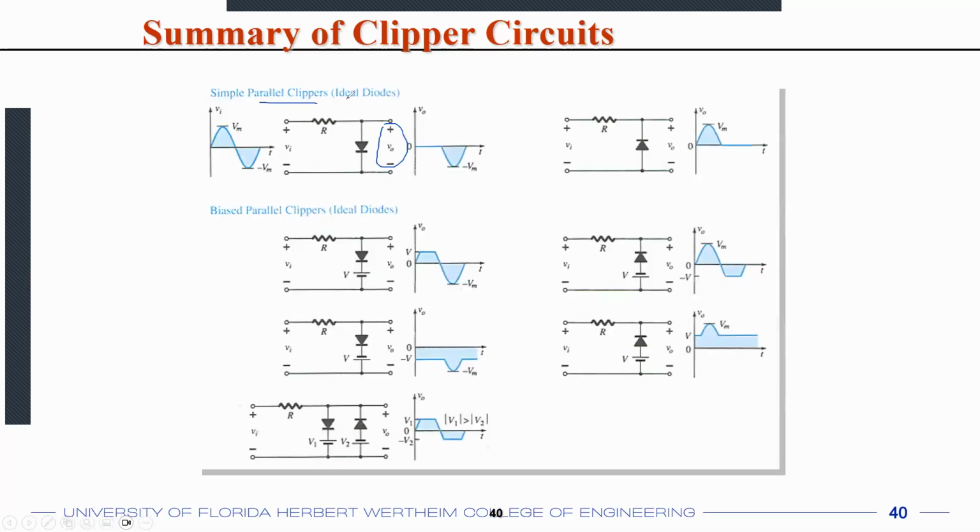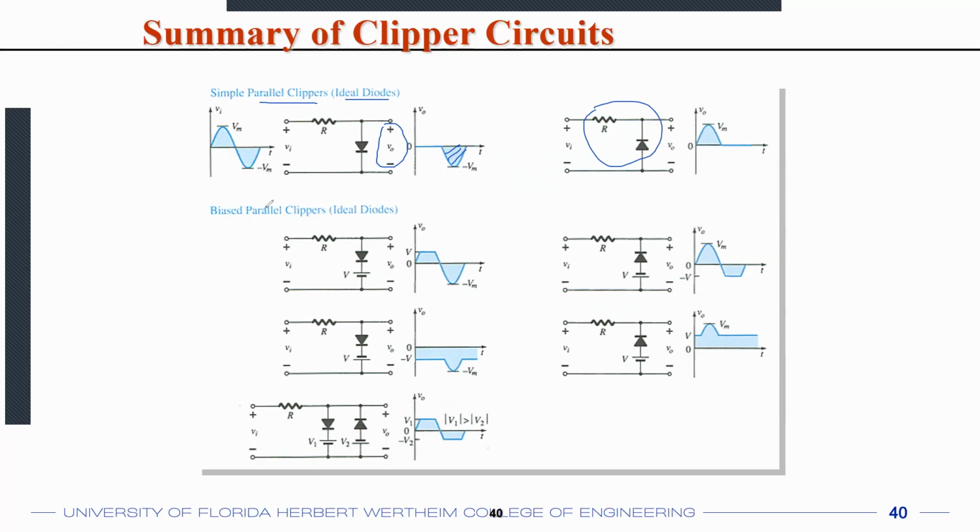So a simple parallel clipper with an ideal diode will conduct only in the negative half cycle, because only in the negative half cycle is the diode reverse biased, and only if the diode is reverse biased do you get a voltage across it. If the diode is forward biased, the diode is a short circuit and the voltage across a short circuit is zero. So you clip off the positive half cycle. On the other hand, in this scenario, you clip off the negative half cycle.